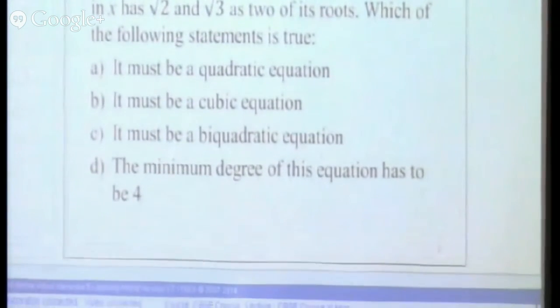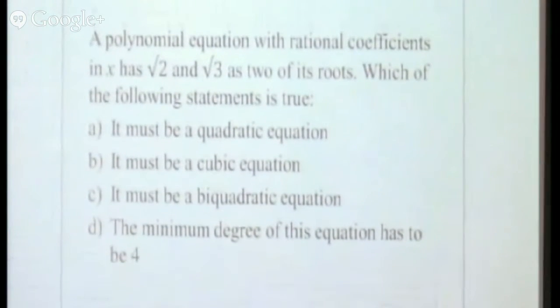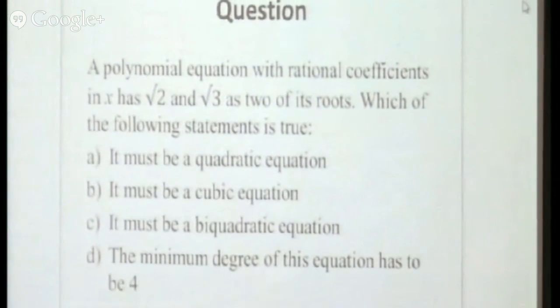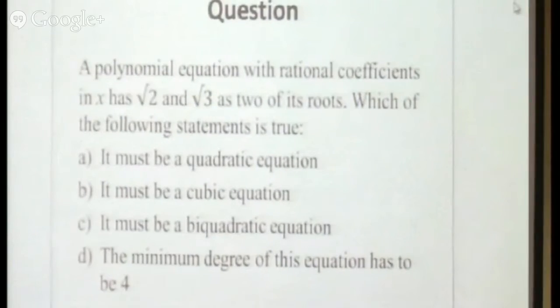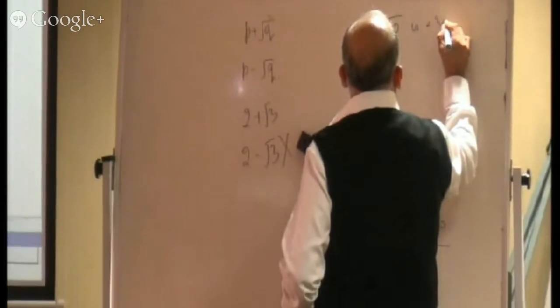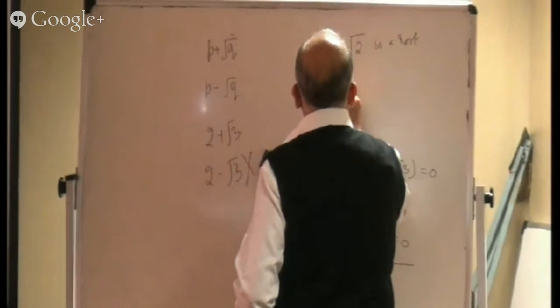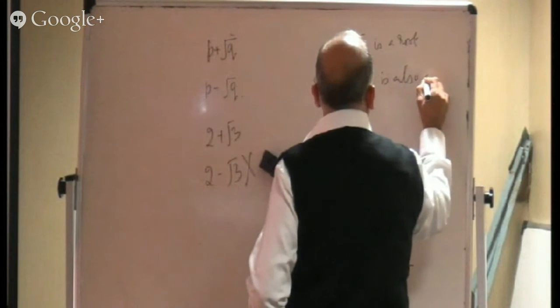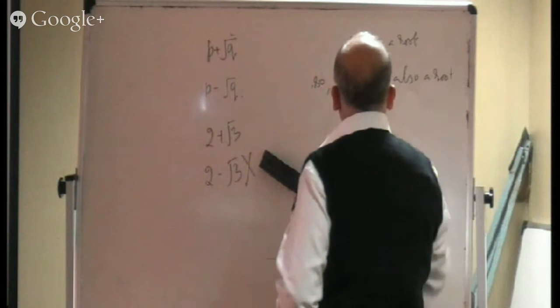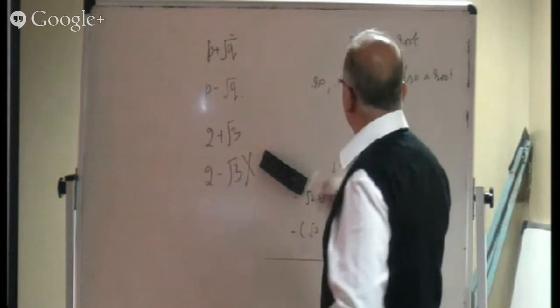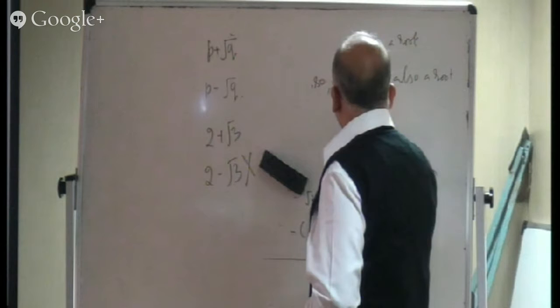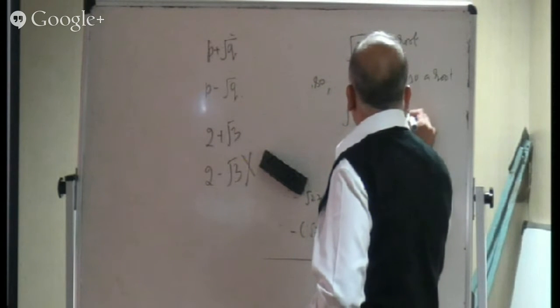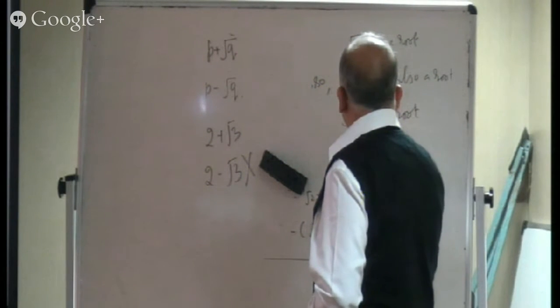Now, according to this result, if root 2 is a root, minus root 2 should also be a root. So what I'm saying is, root 2 is a root, so minus root 2 is also a root. Similarly, root 3 is a root, so minus root 3 is also a root.